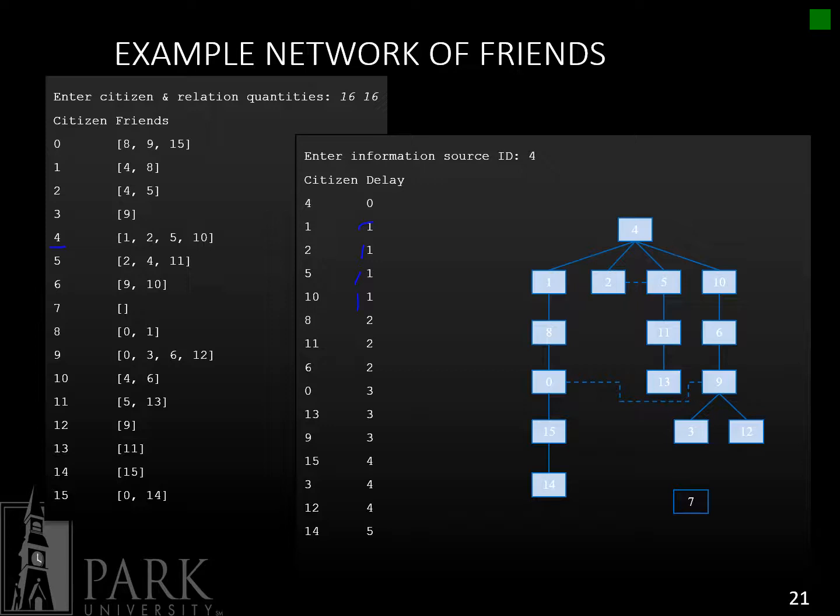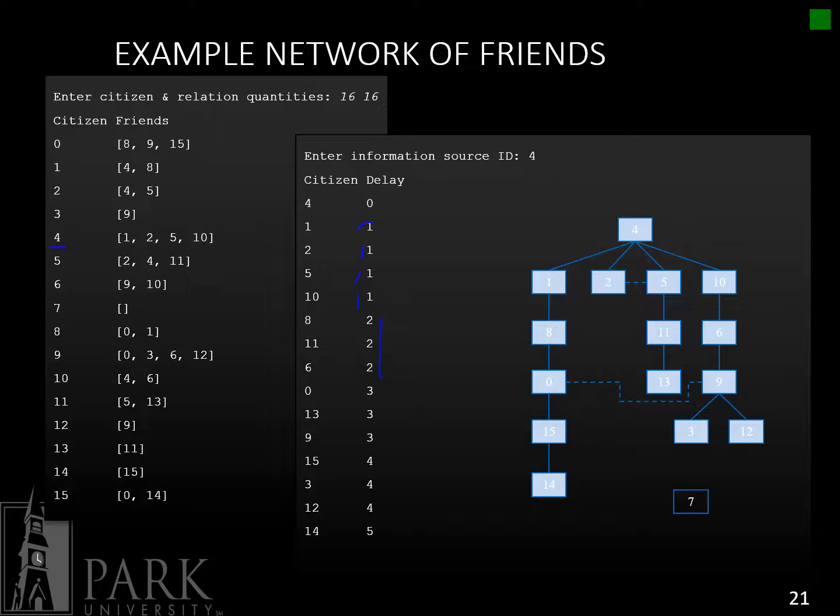So then since 1 is the first one in the queue, it's going to tell 8, right? And then 5 is going to tell 11, and 10 is going to tell 6, but those are all being done in parallel, so they are all the second step of this network. Then 8 is going to tell 0, and 11 is going to tell 13, and 6 is going to tell 9, right? And so they all get told at the same time, but if we look, 0 and 9 are friends, but 0 isn't going to tell 9 because 9's already been informed. So 9 is not going to go below 0. And so this is how this network propagates through until everybody's told.